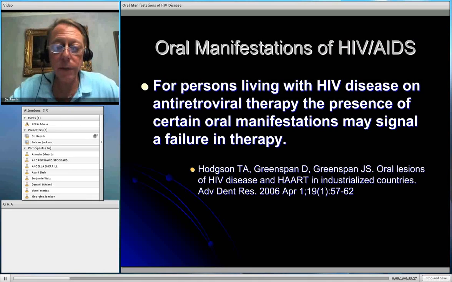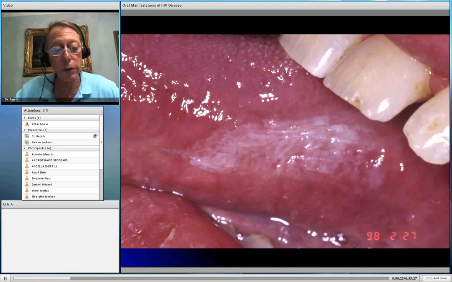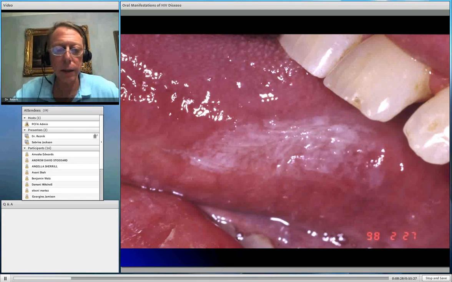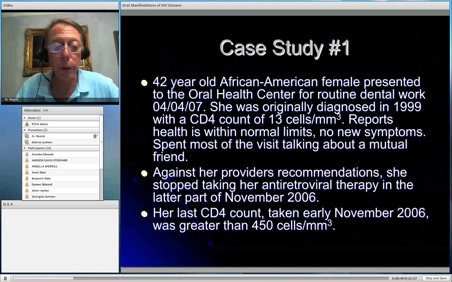And for persons living with HIV disease on antiretroviral therapy, the presence of certain oral lesions may signify a failure in therapy, and that's key. The lesion I'm showing you here is called oral hairy leukoplakia, and I'll talk more about that later. Oral hairy leukoplakia, which is related to Epstein-Barr virus, needs a detectable viral load to present. So you're not going to see this lesion in a person who has an undetectable viral load. If I see this in my practice, I refer them right upstairs, and we facilitate care for this patient.